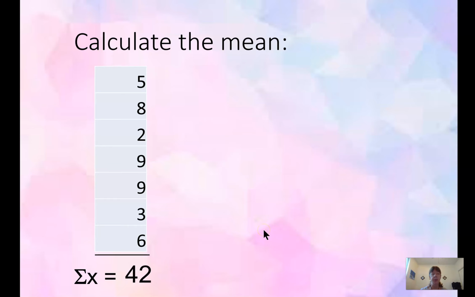And when you add all those scores together, you get 42. There are 7 scores, 1, 2, 3, 4, 5, 6, 7. So the number of scores is denoted by the letter n, and that is 7. So the mean is 42 divided by 7, which is 6. Pretty simple.